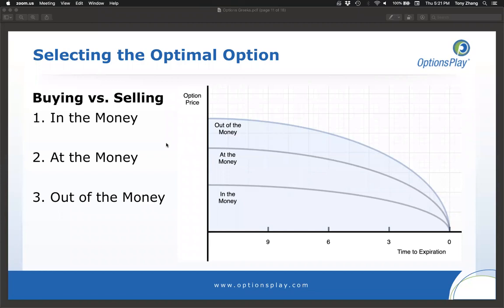Wayne is saying, does the OptionsPlay score for an individual option incorporate the volatility rank? It does in an indirect way. So the higher the IV rank, the lower the score, meaning the more expensive it is to buy that option. The cheaper the option, or the lower the implied volatility or rank, the higher the score, because the cheaper the options are.